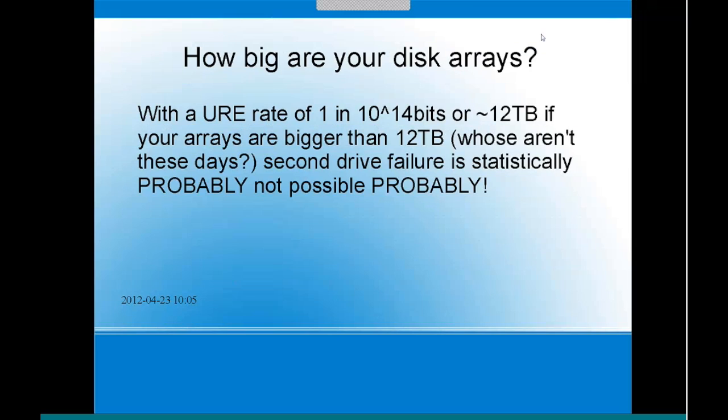Okay. We talked about UREs. The predicted URE error rate is 1 in 10 to the 14th, or it was a few years ago. It's now probably up to about 10 to the 16th, but as we said, CERN says they didn't see better than 10 to the 7th. Even so, at 10 to the 14th, that's about 12 terabytes. Okay, so if your array is bigger than 12 terabytes, and whose aren't, then the possibility of losing bits significantly enough to lose data, okay, is statistically probable, not possible.